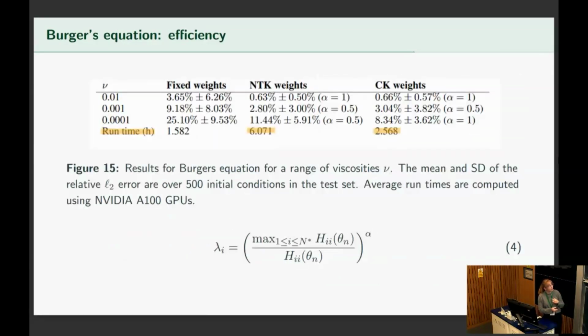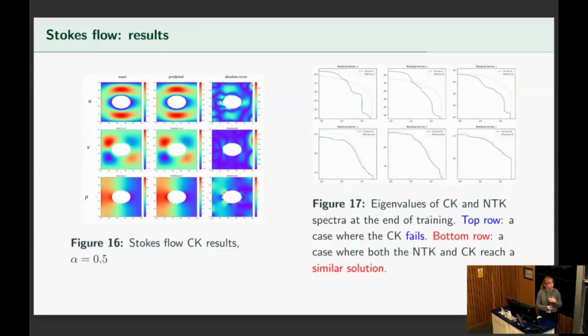So these are average testing errors over a testing set of initial conditions for Burgers' equation. You can see the errors, and this is also across a range of different viscosities, and you can see that the errors for the CK and the NTK are both much better than the errors given by just using fixed weights, so a standard physics-informed DeepONet. The CK weights perform a little bit worse in some cases, actually better in the toughest case, but the computational time is the main thing to notice here, that it's reduced by more than half from using the NTK. So again, focusing on efficiency and providing means for reducing the computational time for physics-informed DeepONets.